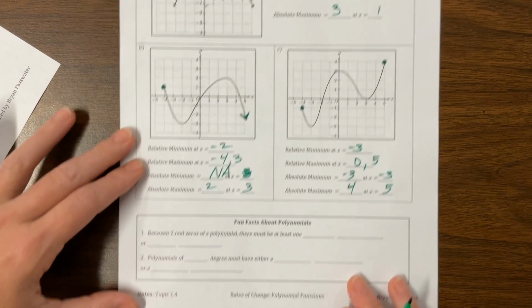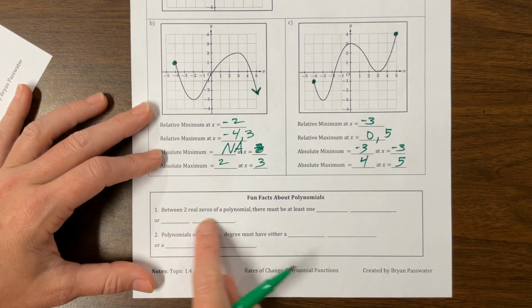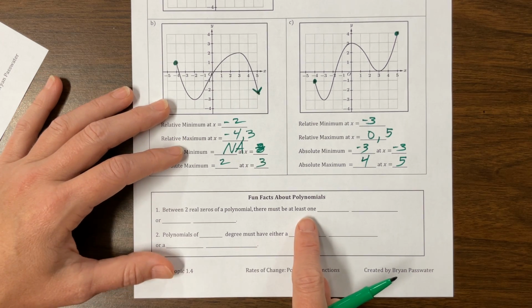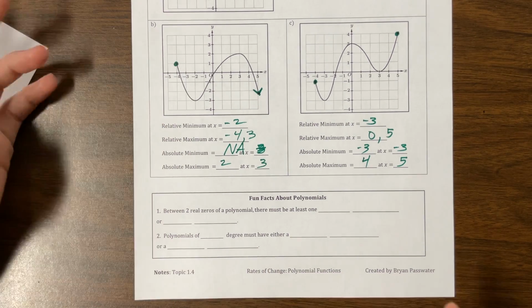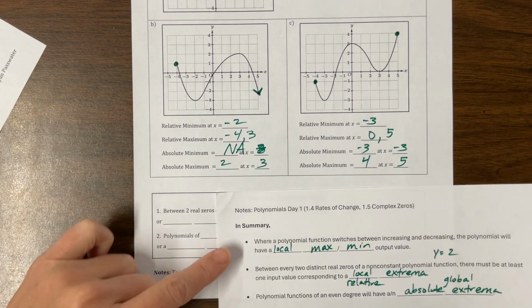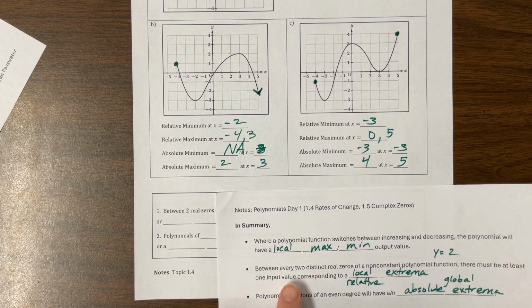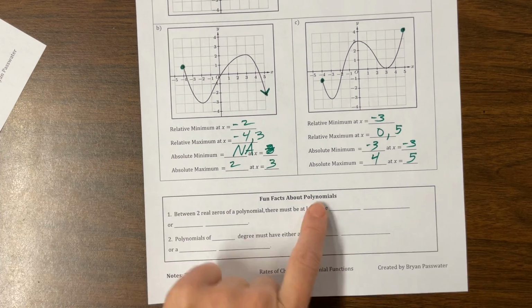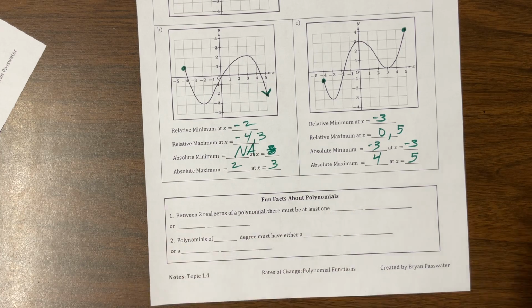I'm sorry. Okay, between 2 real zeros of a polynomial, there must be at least one local max or local min. I think on my notes, no, I don't see that page. Oh, here's how I described it. I said between every two distinct real zeros, there's a local extrema.